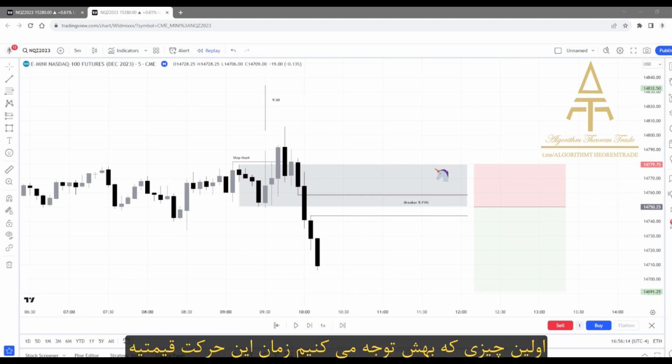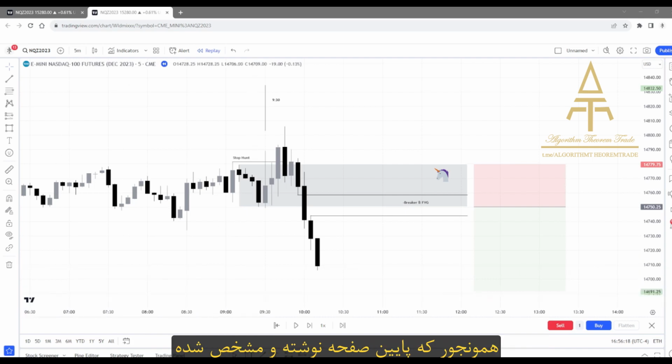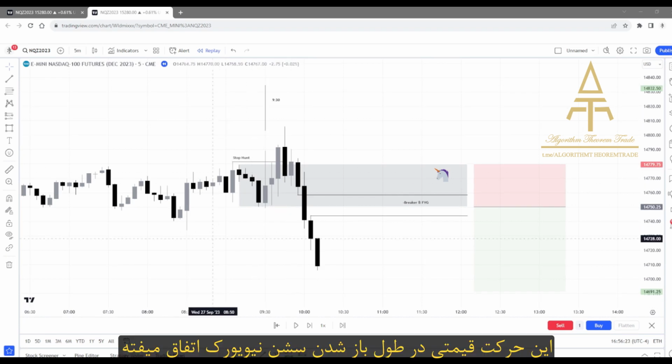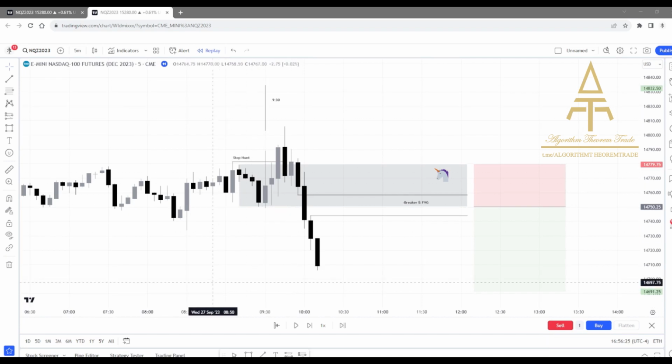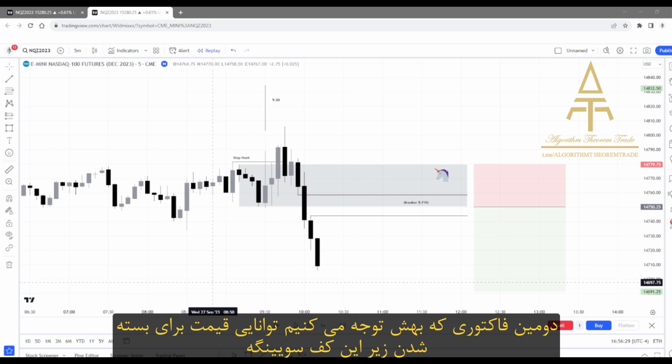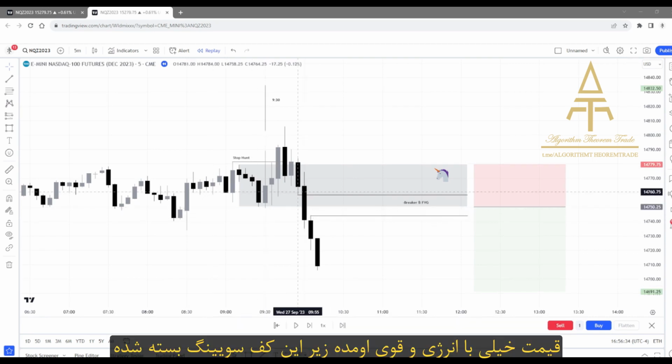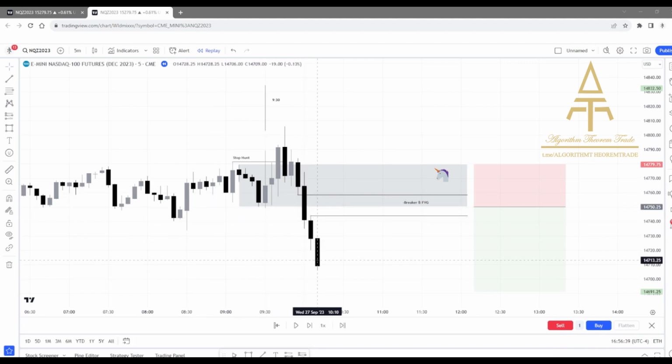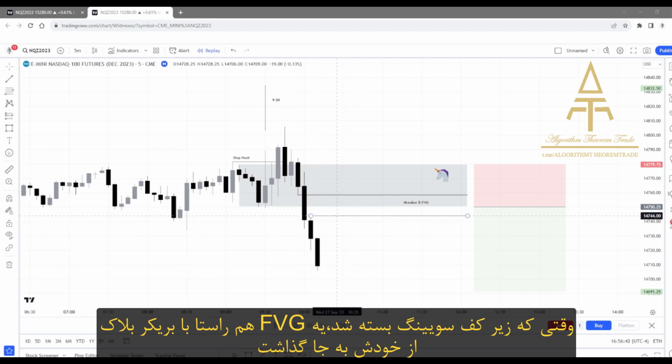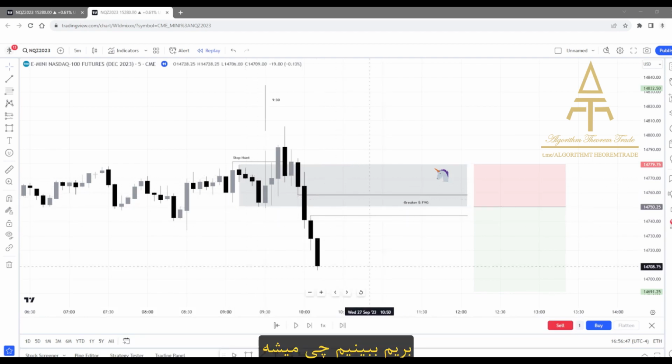The first thing to take a look at is the time of this displacement. As shown on the bottom of the screen and outlined here, this displacement occurs at New York Open. The second thing to look at is price's ability to close below the swing low. Price energetically and strongly closed below the swing low. When it closed below the swing low, it left an FVG aligned with the breaker block. Let's see what happens.